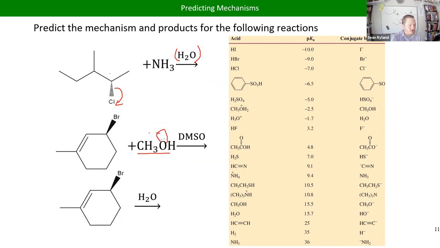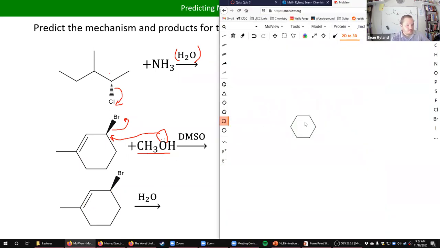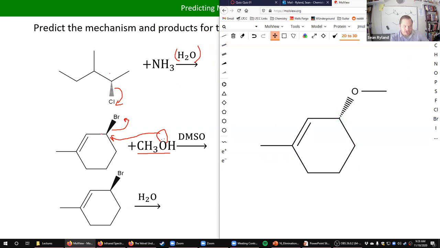our simple mechanism, where we're just going to get the backside attack comes in here, bromide leaves with the electrons, and we'd get just the opposite stereoisomer, where we wind up with our ether attached in the downward position, the going away position. Nothing else changes though. If we have the same molecule, and so that product there would look like that, right? Nothing changed position really.